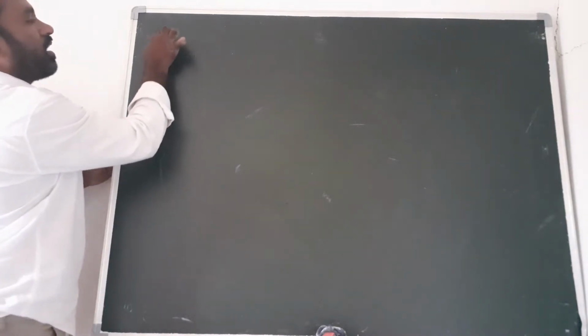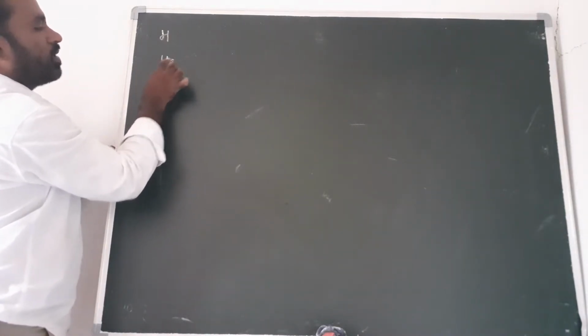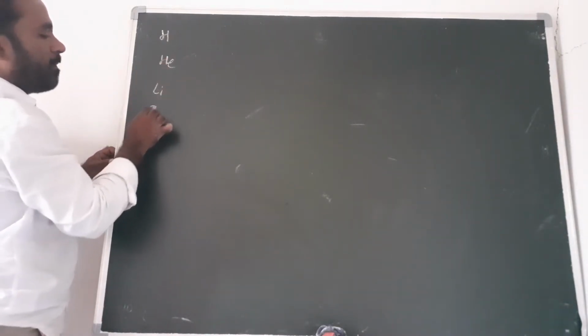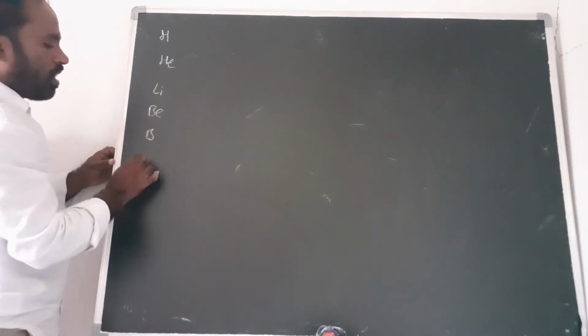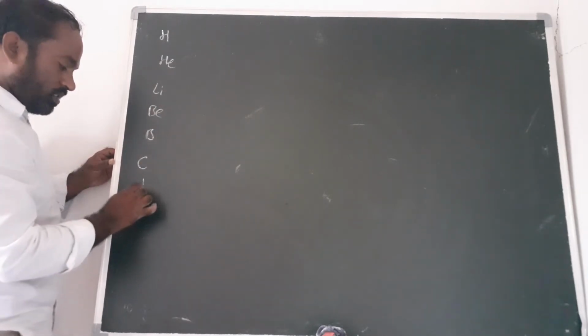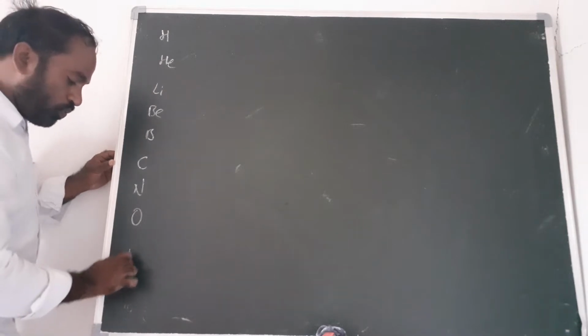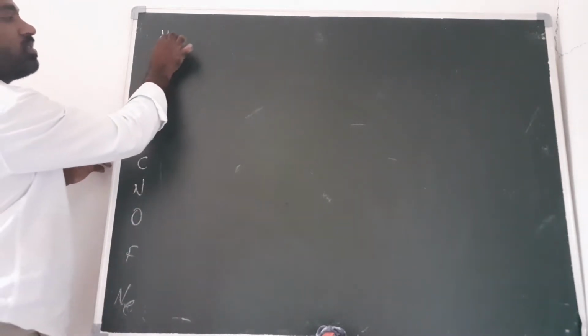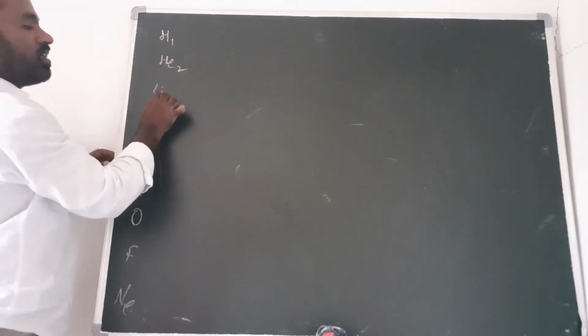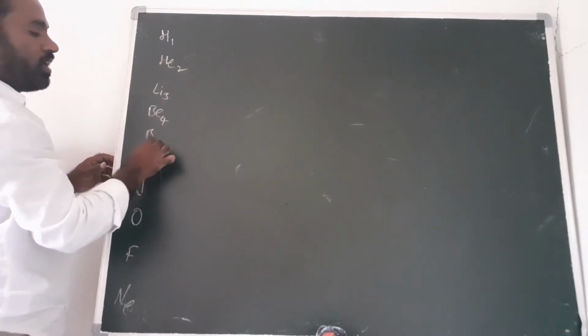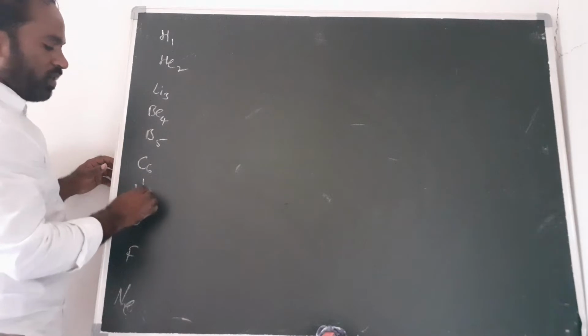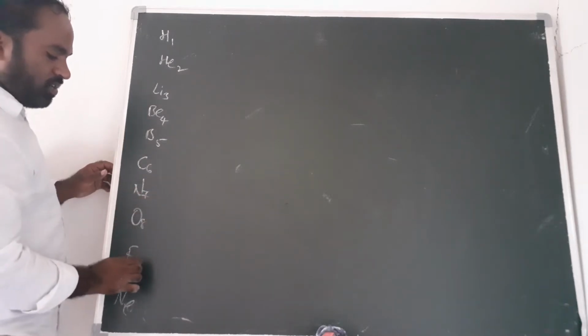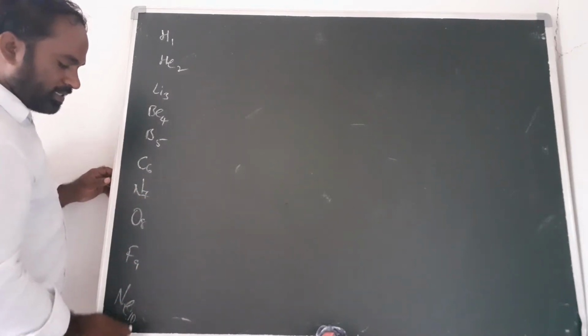The first element is hydrogen. Next, helium, lithium, beryllium, boron, carbon, nitrogen, oxygen, fluorine, neon. Here the atomic number of hydrogen is 1, helium is 2, lithium is 3, beryllium is 4, boron is 5, carbon is 6, nitrogen is 7, oxygen is 8, fluorine is 9, neon is 10.